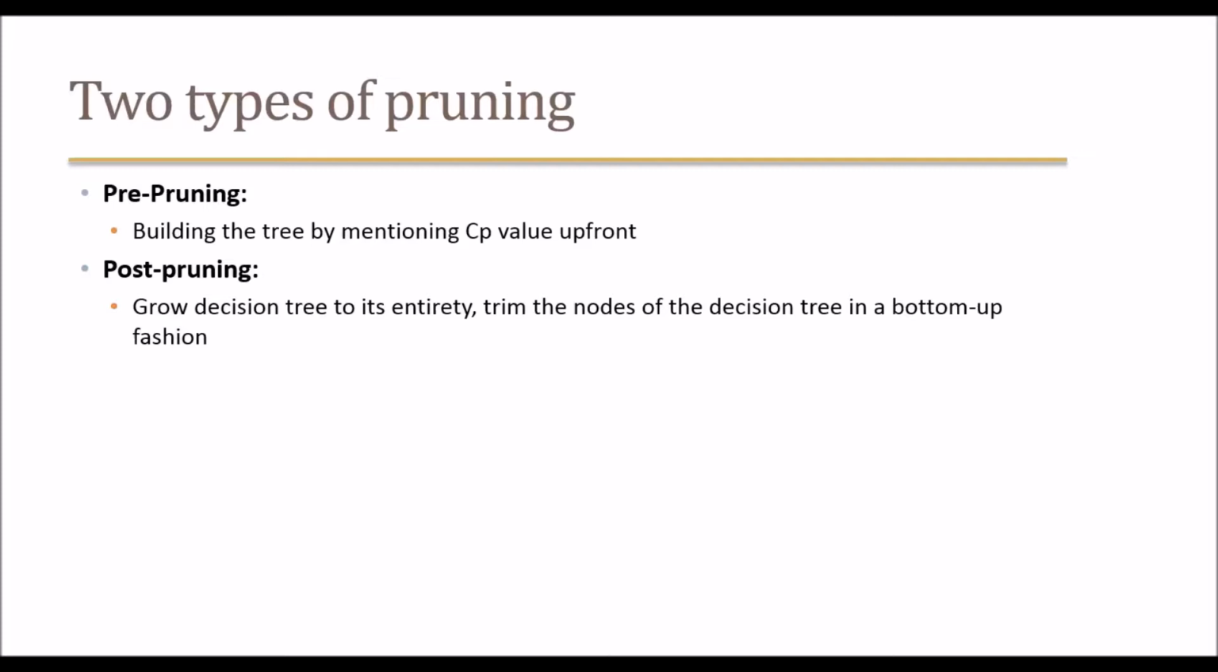Now there is something called post pruning, where we grow the tree to its entirety. That means we grow the tree as big as possible, or we have built the decision tree already. Later we thought that it's too big and we want to prune it. After building the tree we have realized that we have overfit the model, so in that case we can do post pruning. We can take the tree and trim off some of the nodes. So let us see how to do post pruning.